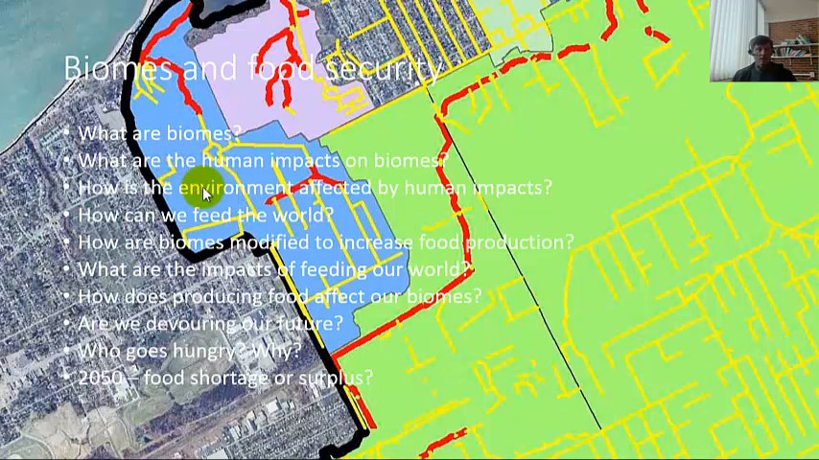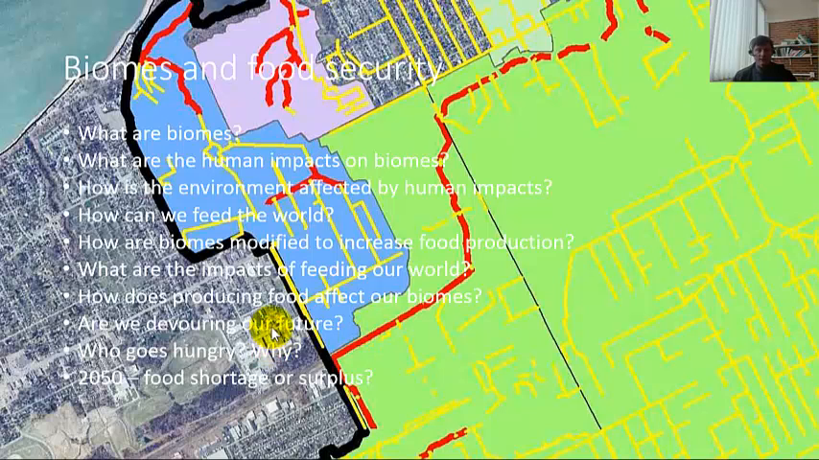What are biomes? How is the environment affected by the human impact? How can we feed the world? How have biomes been modified to increase food production? What are the impacts of feeding our world? How does producing food affect our biomes?